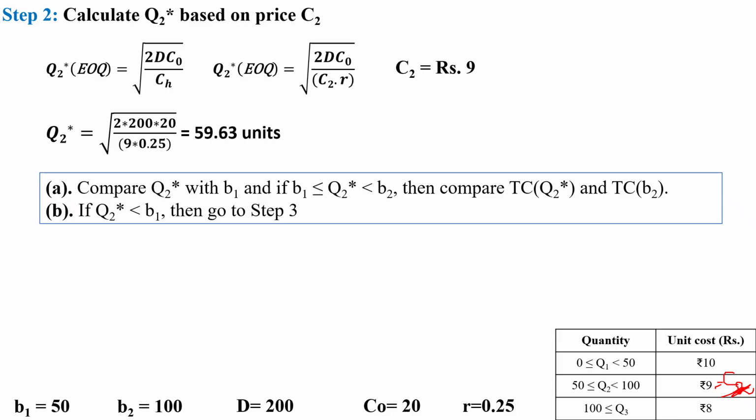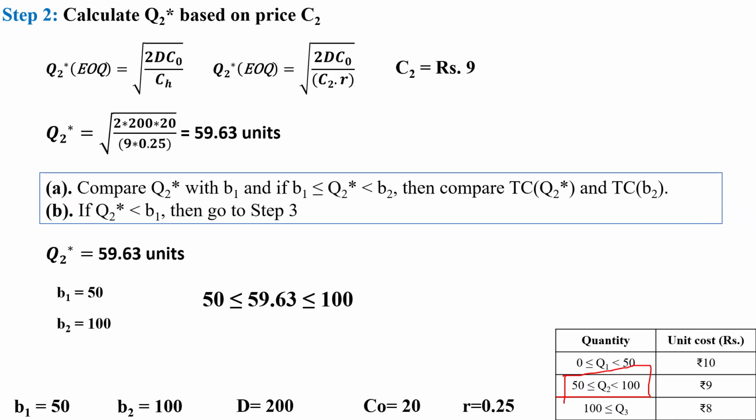So here observe, we determine the quantity based on the price C2. But the C2 required quantity should lie between 50 and 100. So Q2* equals 59.63 units, and it lies between 50 and 100. So in the second step, step A, the first condition is satisfied. Then we have to compare the total cost with respect to the Q2* quantity as well as the B2 quantity.